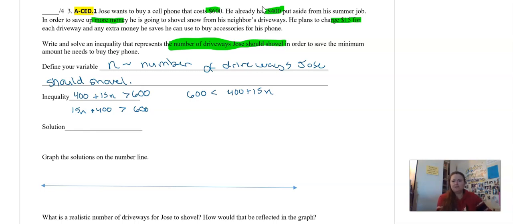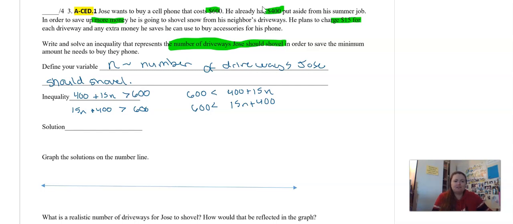So any of those inequalities would work. You could also have 600 is less than 15n plus 400. So whichever one makes the most sense to you in the context of the problem. Okay, I personally prefer the first one I wrote, which is why I wrote it first, but I would mark any of these correct. So make sure your answer is one of those.